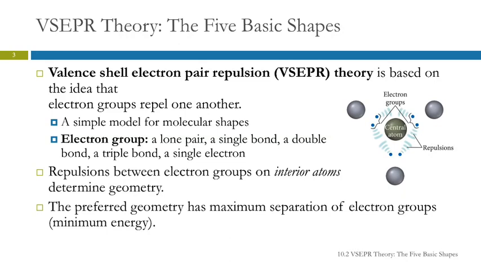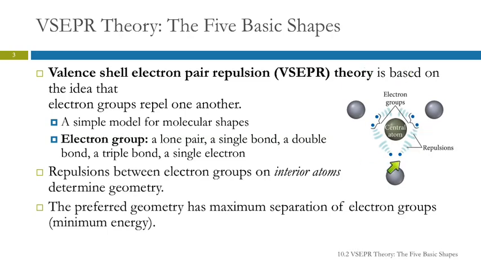free radical. So when we're talking about electron groups, we're not talking about pairs of electrons. We're talking about a specific group of electrons. It's very important to understand that. We're going to be looking at repulsions between electron groups on interior atoms. The exterior, the terminal atoms, do not affect the shape at all.